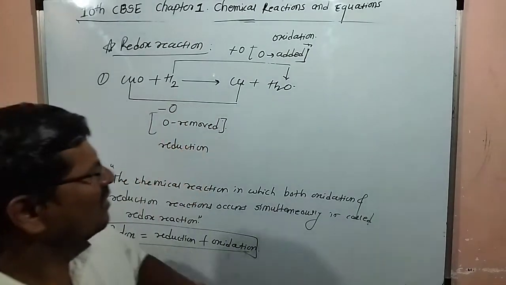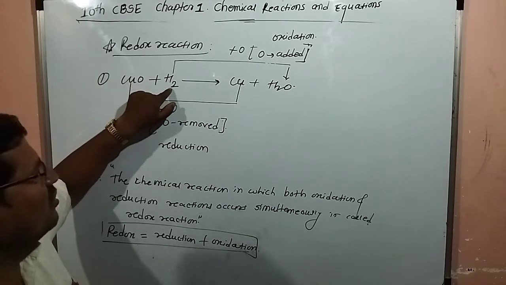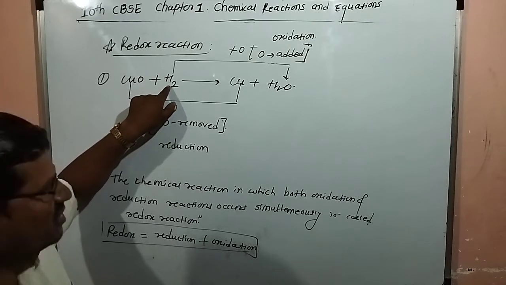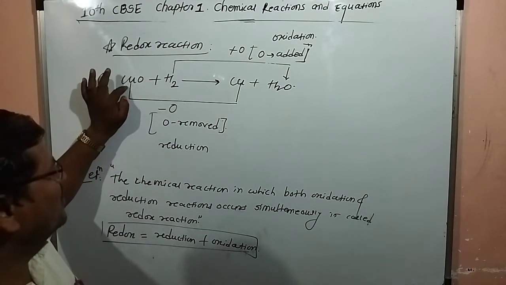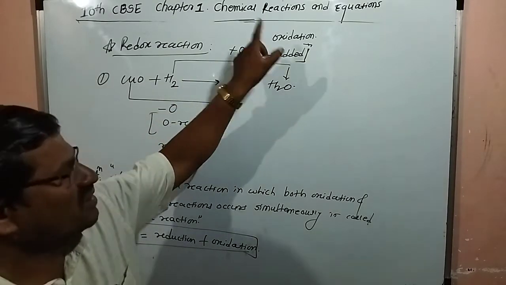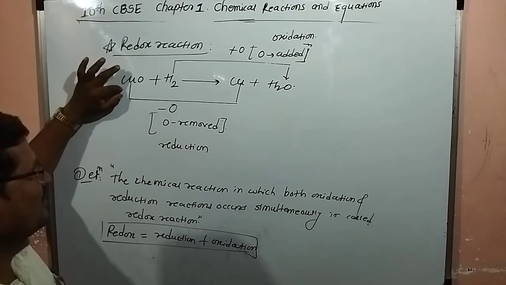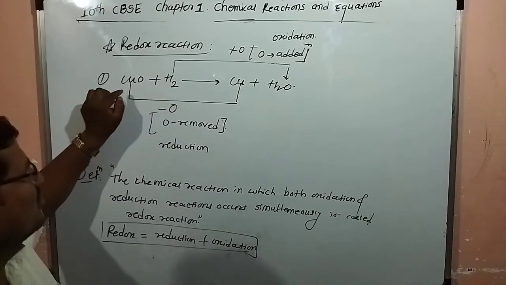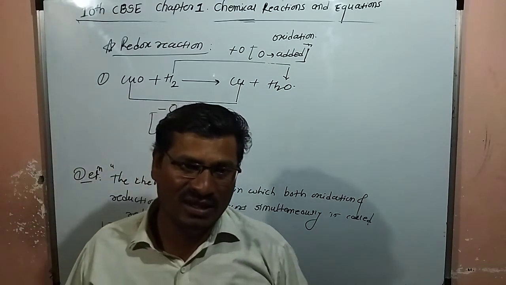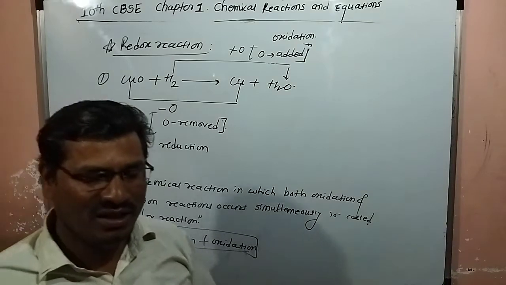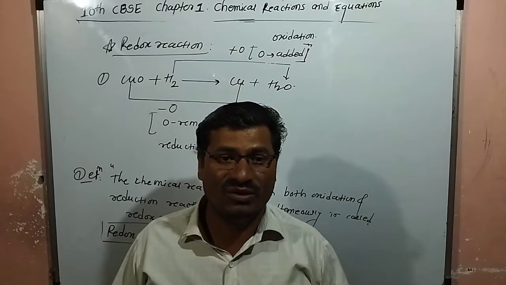Now here we'll see. This reactant has oxygen, so it is called the oxidant. This reactant has hydrogen, so it is the reductant. Substances which have oxygen are called oxidants, and which have hydrogen are called reductants. Oxidant's reduction takes place and reductant's oxidation takes place. Such a chemical reaction is called a redox reaction, and the definition is that the chemical reaction in which oxidation of reductant and reduction of oxidant take place simultaneously is called a redox reaction.